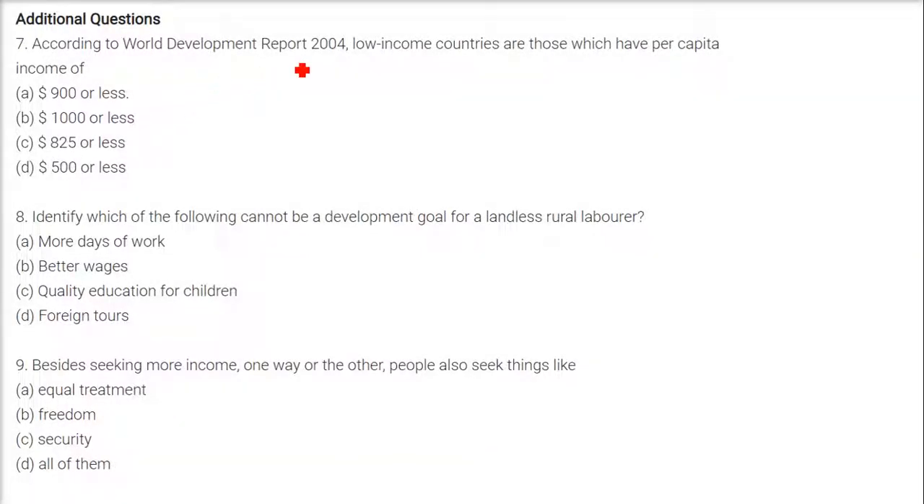According to World Development Report 2004, the low-income countries are those which have per capita income of, the answer is $825, that is $825 or less. This has changed in 2011.